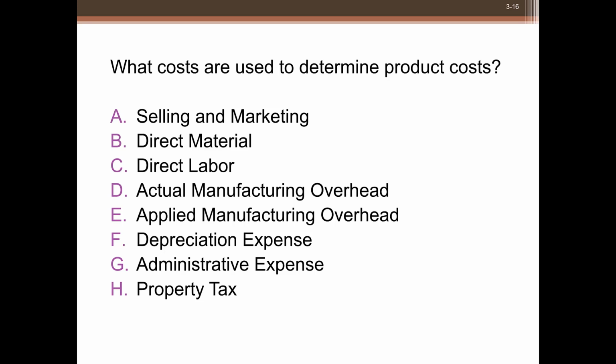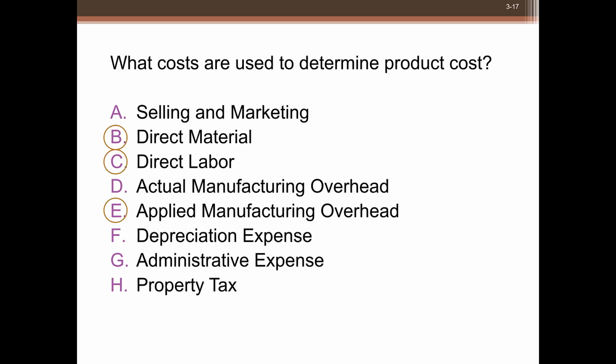We use the predetermined overhead rate multiplied by the actual level of allocation base to get MO cost. This is a way to calculate applied MO. So here, product costs include direct material, direct labor, and applied MO, not actual MO.